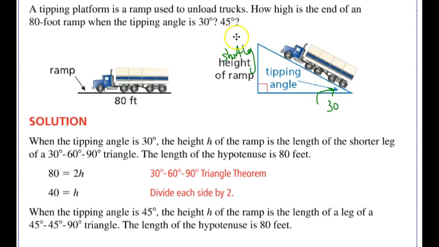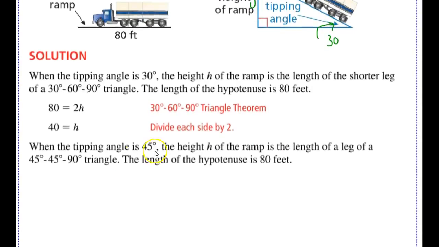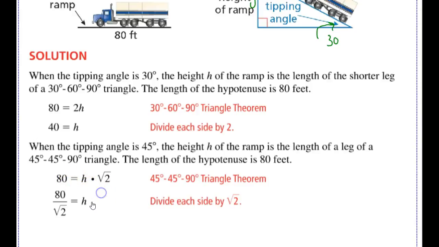Now let's look at the second part, if it's 45 degrees. If this is 45 degrees, then I'm looking for one of the legs, and my two legs would be the same. Again, my hypotenuse has not changed, so my hypotenuse is 80. Now I can solve using my 45, 45, 90 triangles. I know the hypotenuse is equal to the leg times the square root of 2. I'm trying to find that leg, so I substitute what I know, and then I divide each side by the square root of 2, but I'm not quite done yet.